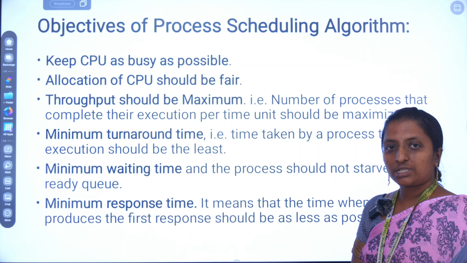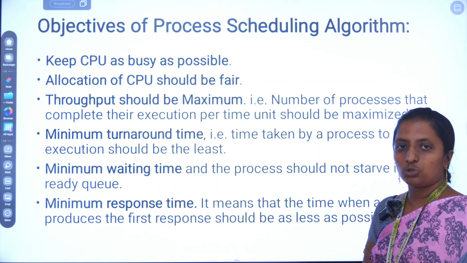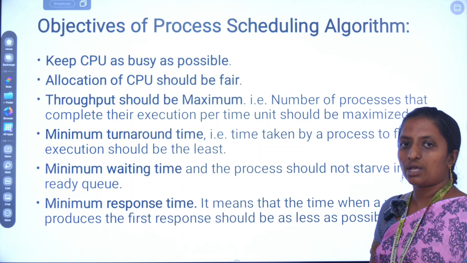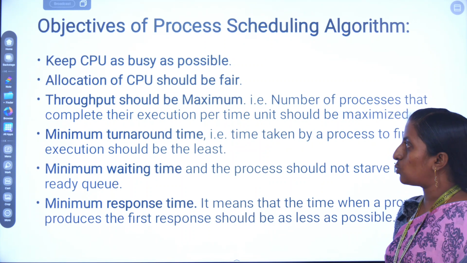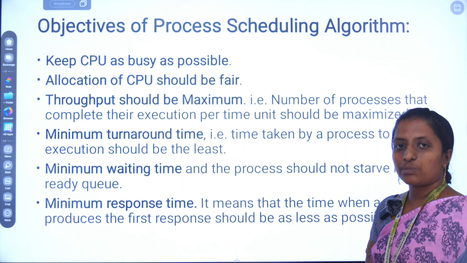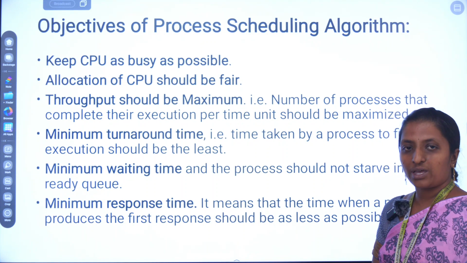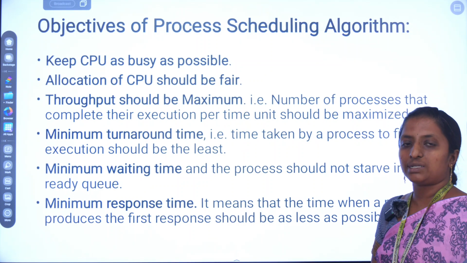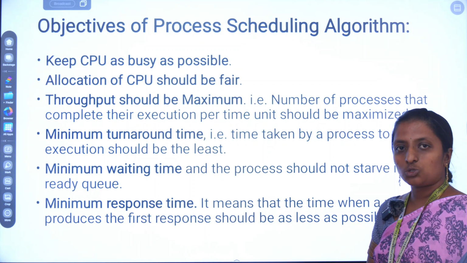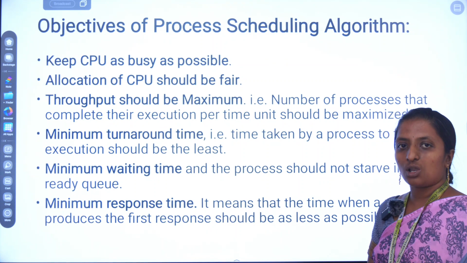What are the main objectives of a CPU scheduling algorithm? Whenever you learn a new topic, you should know its objectives. So let us see the objectives of process scheduling. First, we always make sure that the CPU is busy. The CPU should not be idle; it must be allocated to each process. Then, the allocation of CPU should be fair. It means each and every process that enters must be allotted the CPU in some fashion, without any unevenness in allocating resources. So we make sure the CPU is allotted evenly.